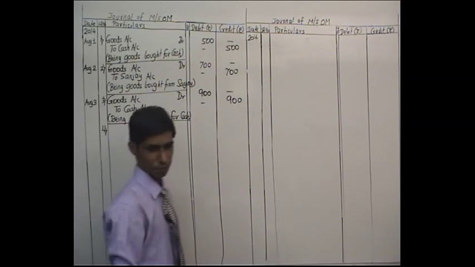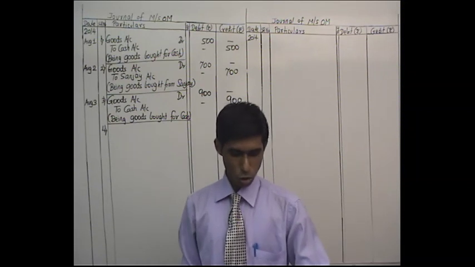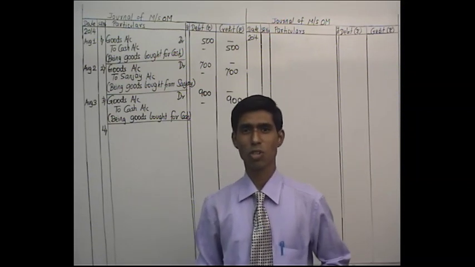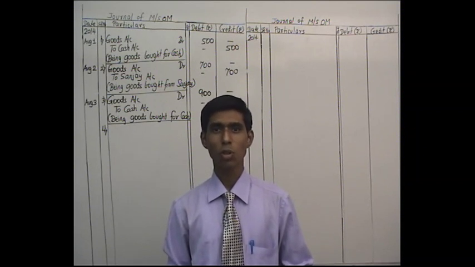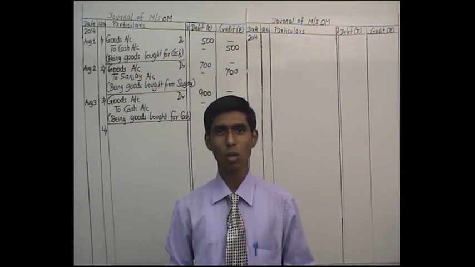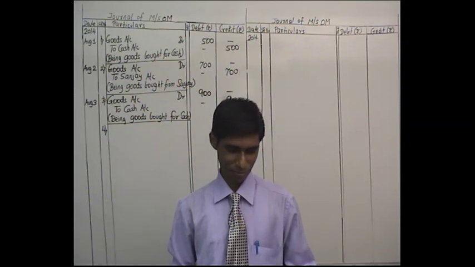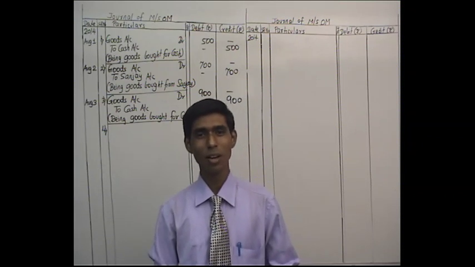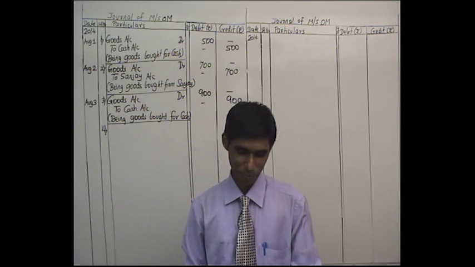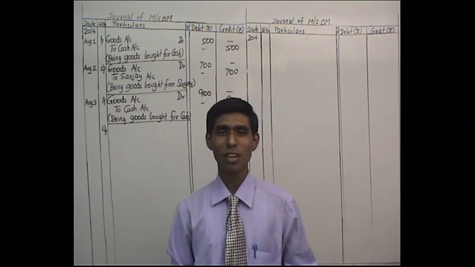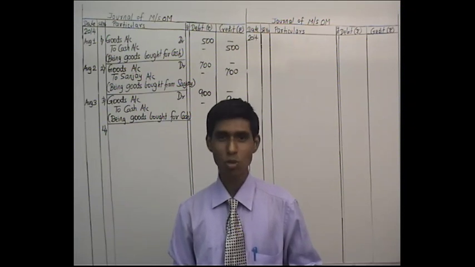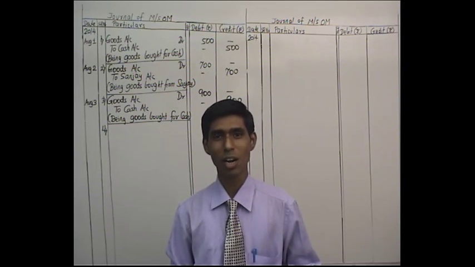Fourth, sold goods for cash. Goods and cash. Goods real goes out credit, cash real comes in debit. My entry comes to cash account debit 1000 to goods account 1000.